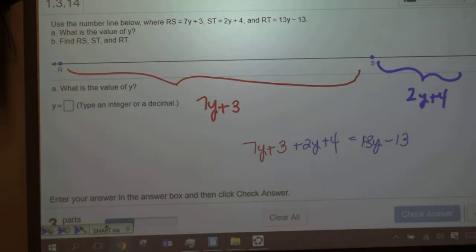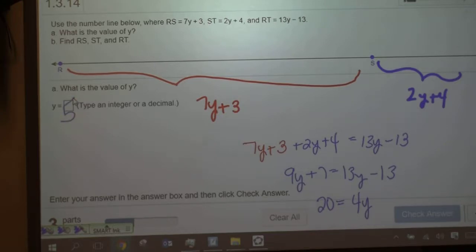Alright? So we're seeing there that two individual smaller parts combined together through addition should give me the total. And now all we've got to do is go through, and I get what, 9y plus 7 is equal to 13y minus 13. I'm going to add 13 to both sides and subtract 9 from both sides. So it'll give me 4y is equal to 20, so what's y got to be? Say again? 5. y's got to be 5.